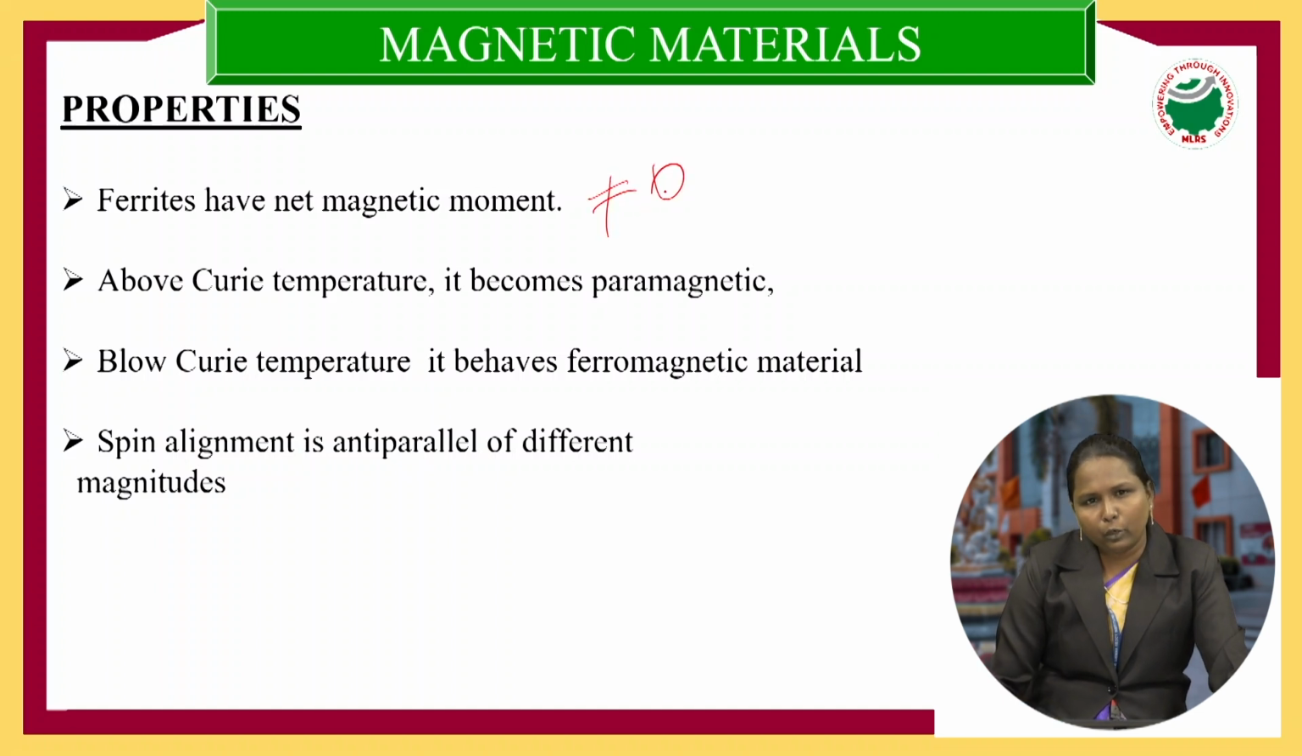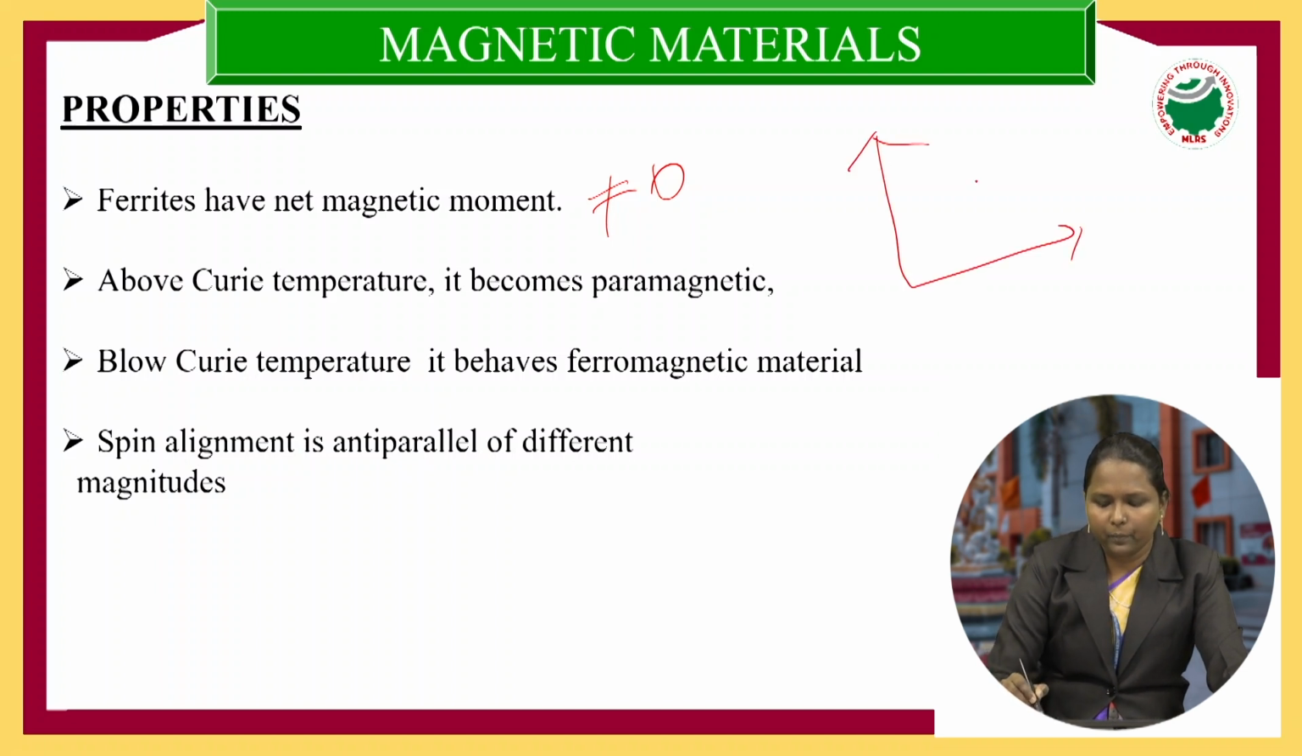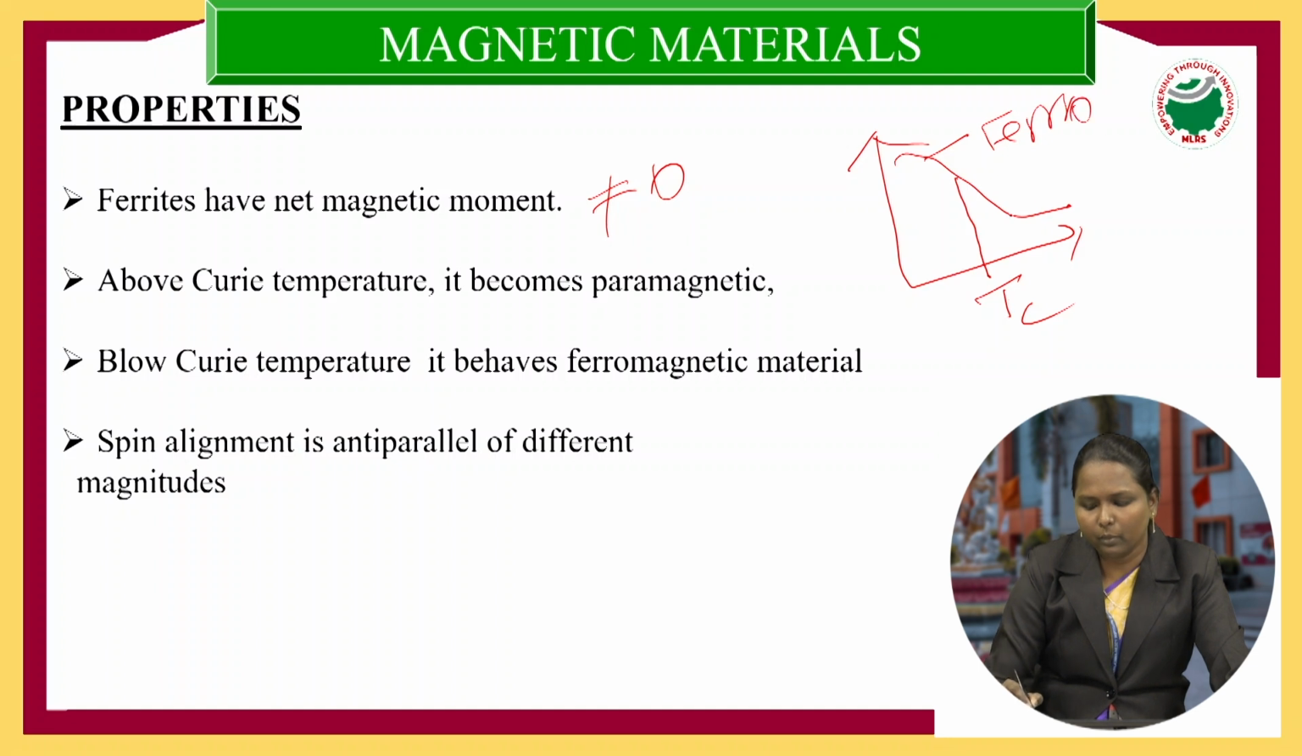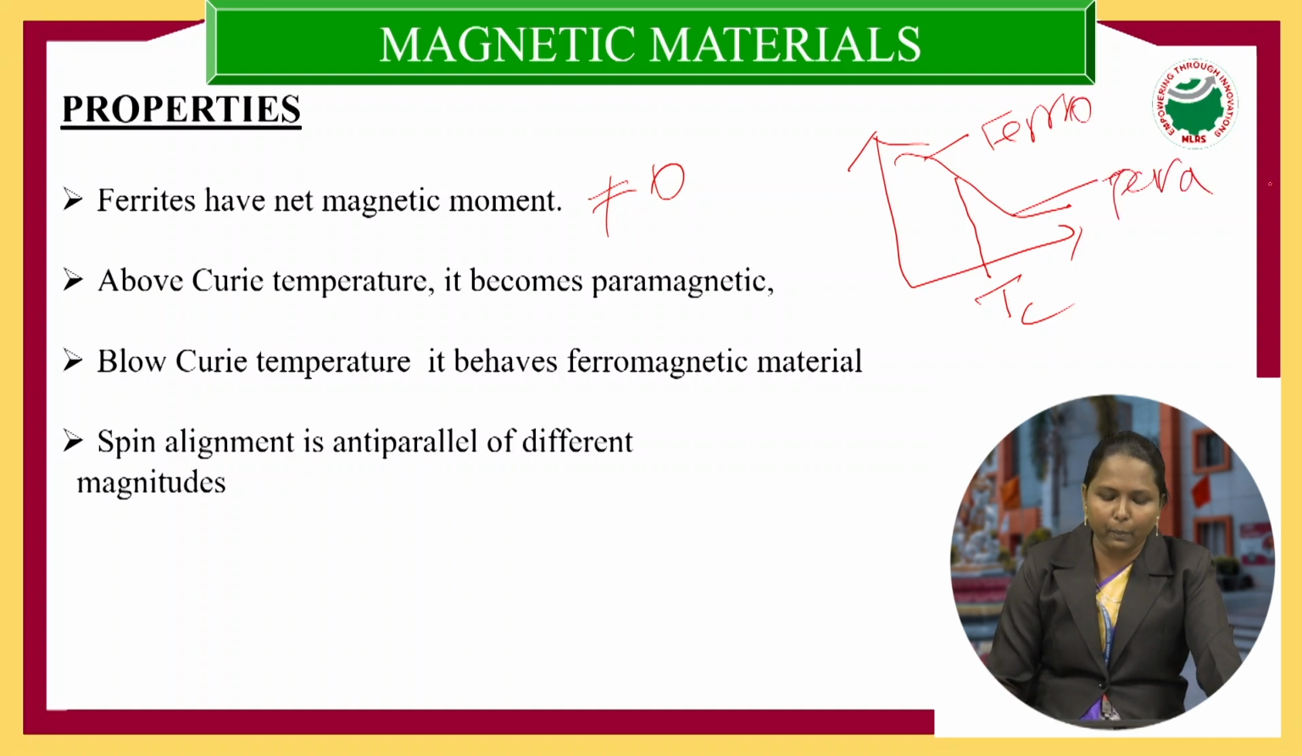At a particular temperature it will act as a paramagnetic material. Below the temperature it will act as a ferromagnetic material. It shows two types of properties. So this is the temperature. Below this temperature they act as ferro, and above this temperature they act as para. This temperature is called the Curie temperature.